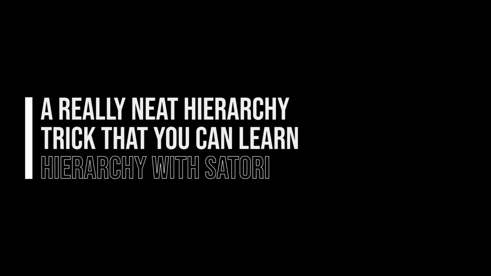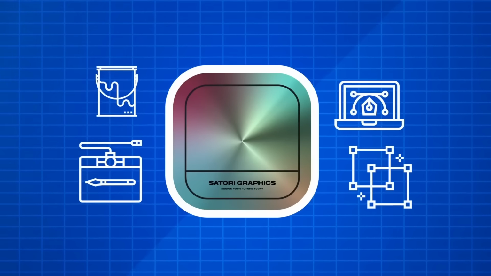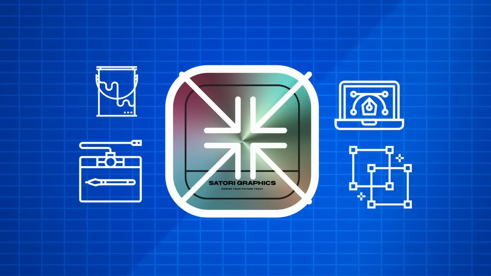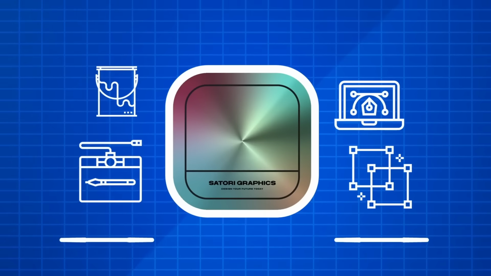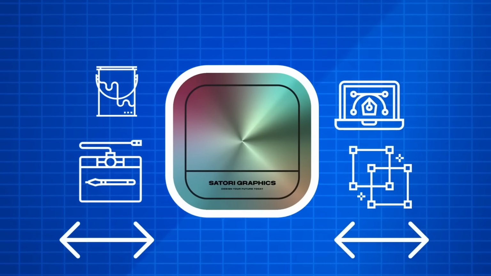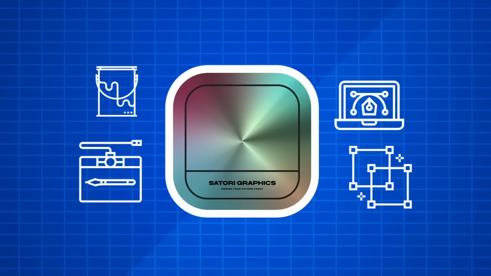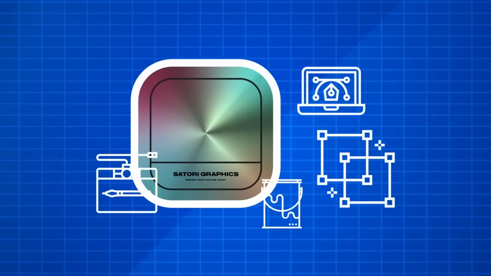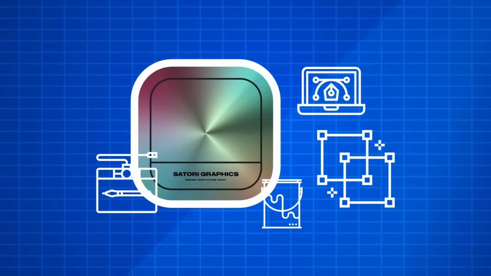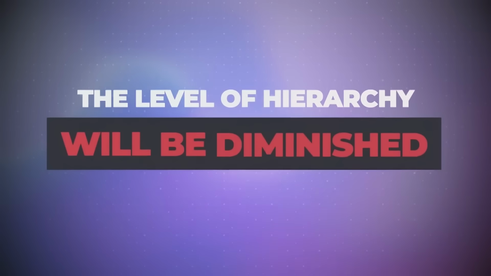So there's actually a really neat trick that you can use with hierarchy when you have grouped objects on your design. Now if you place one of the objects larger and in the center of a group, with then equal sets of other objects either side, then it automatically stands out and creates hierarchy. However, if we arrange the objects differently, the level of hierarchy will be diminished.